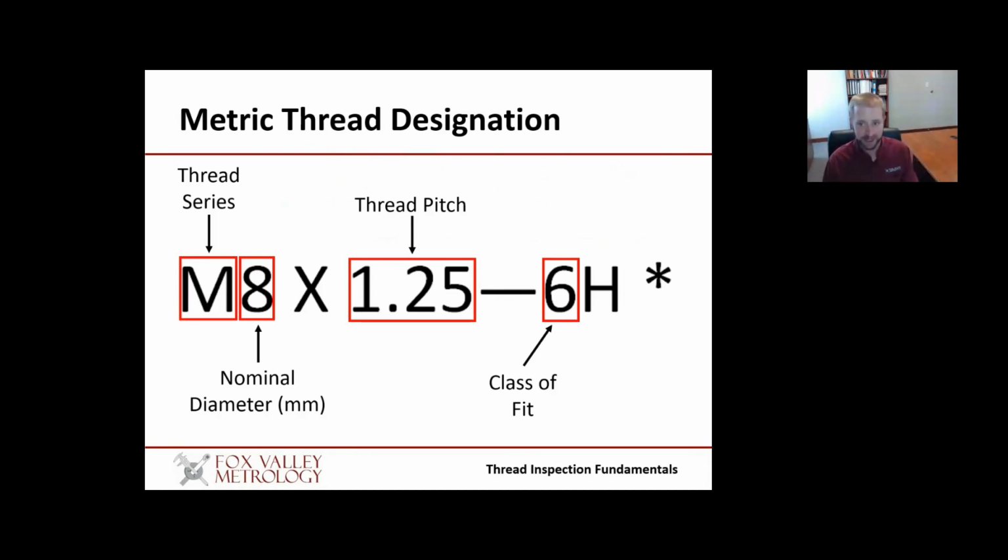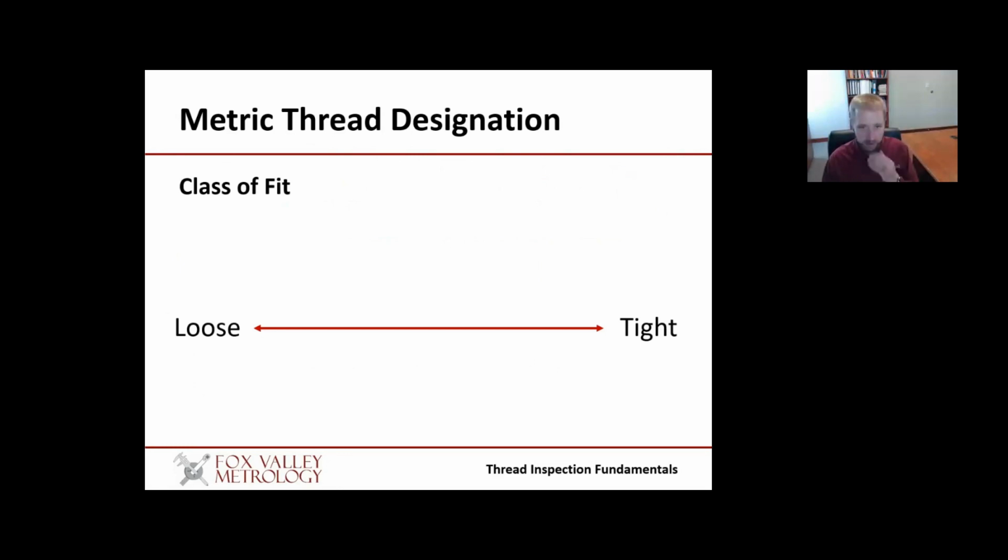Then the next item on the designation is the class of fit. So we're going to see a little bit of variance here in the next few things between the metric system and the imperial system. So the class of fit, again, like the imperial system, exists on this spectrum between a loose fit and a tight fit. However, instead of 3 designations, there are 5 designations given commonly. So the first item listed here is number 8. So this is for very loose applications, and it's available for both internal and external threads.